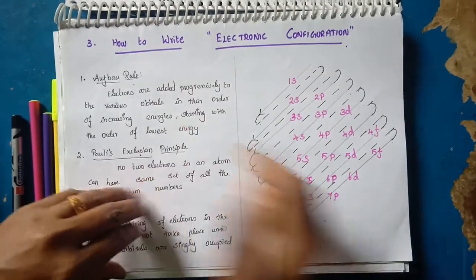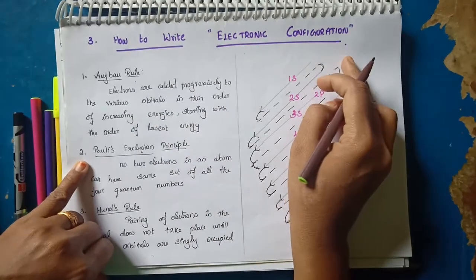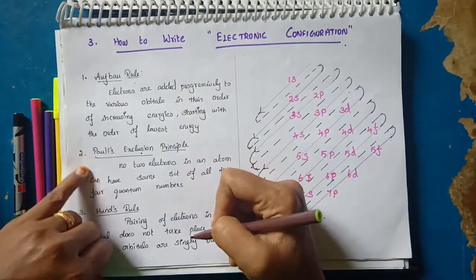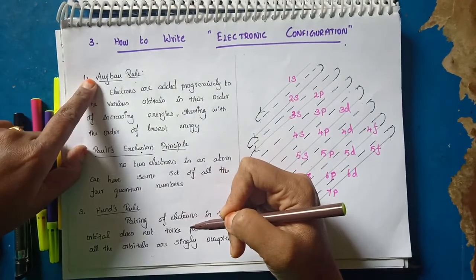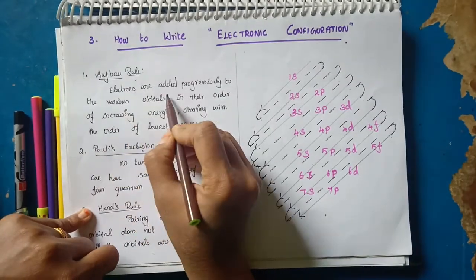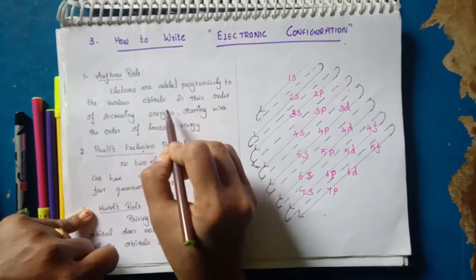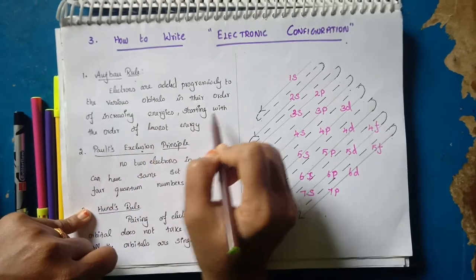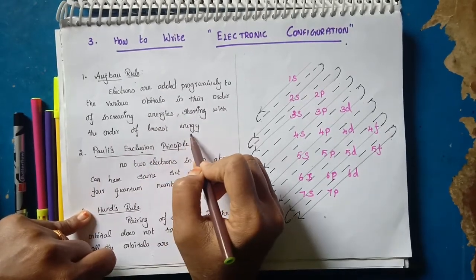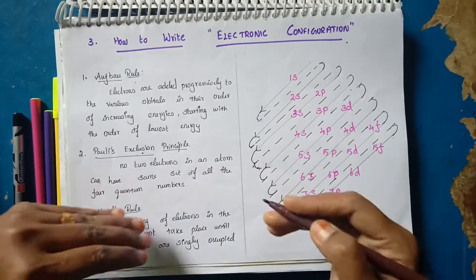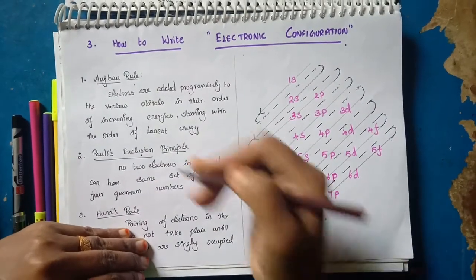See how to write the electronic configuration. Already we know, while writing the electronic configuration, we have to follow the rules and regulations. The first one, the most important rule, is the Aufbau rule. The electrons are added progressively to the various orbitals in their order of increasing energies, starting with the order of lowest energy. It should start with the lower energy orbital and go to the successive energy levels. This is the first one of our principles.